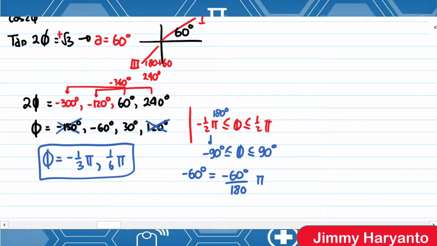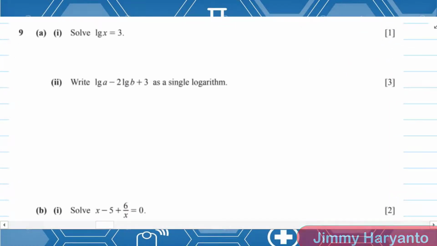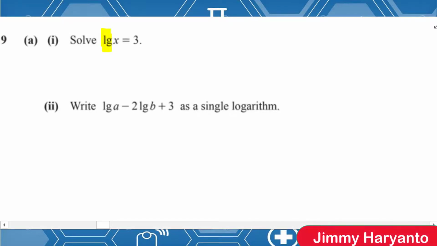How much mark? It is 4 marks. Yeah, worth it. Next, 9a. For 9a, solve lg x equals 3. This one is easy. You only have to move the lg. lg is logarithm in base 10. So when you move the lg, it will be 10 to the power of 3 equals 1000.